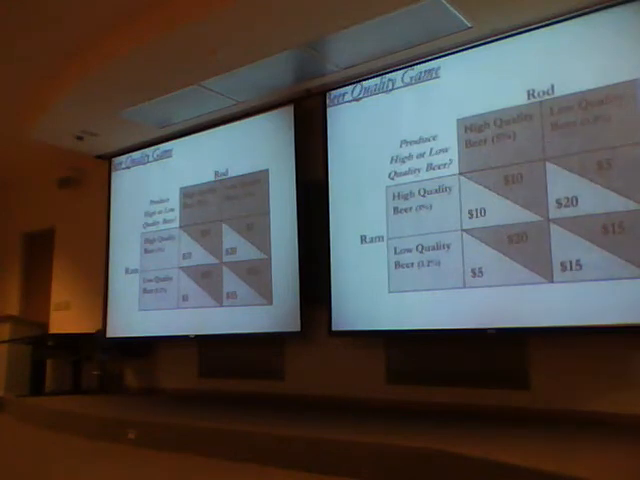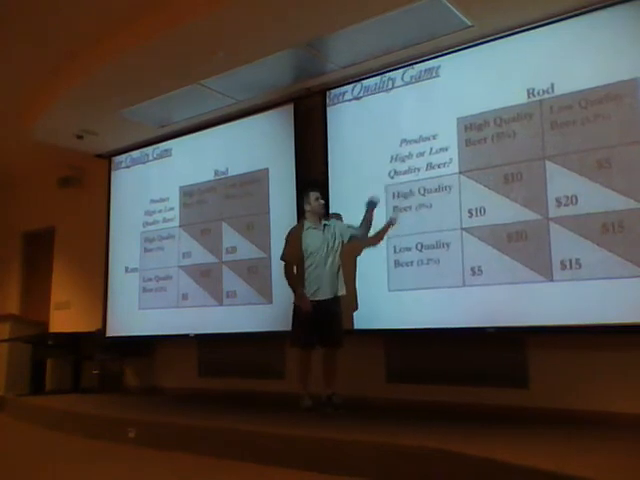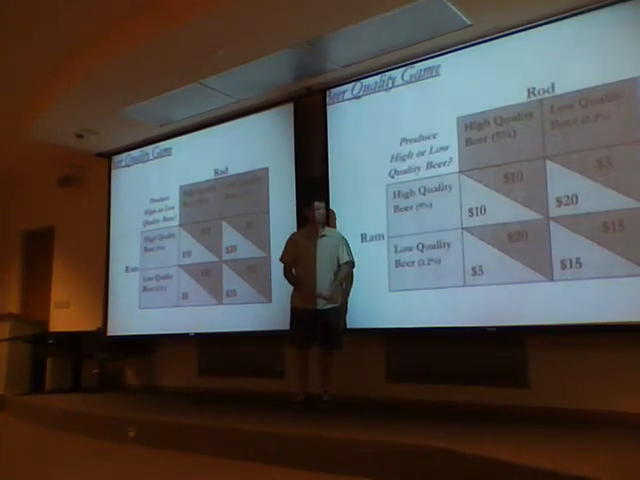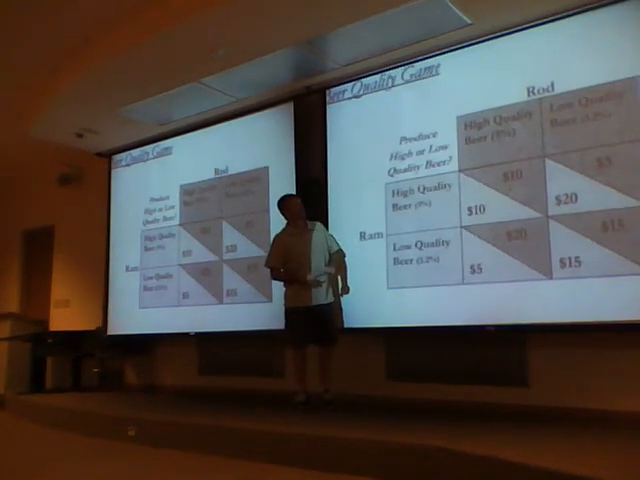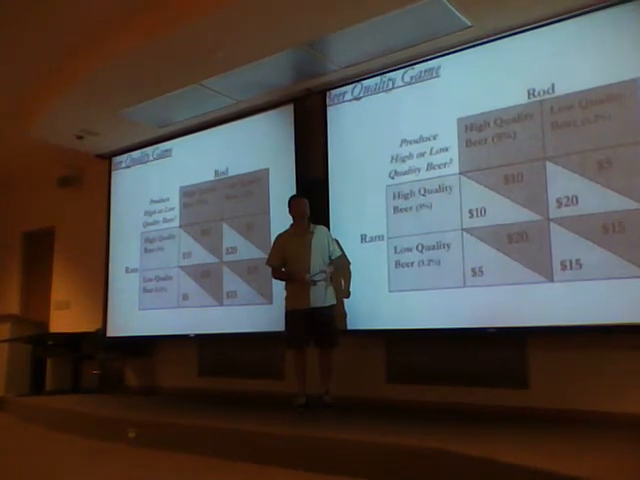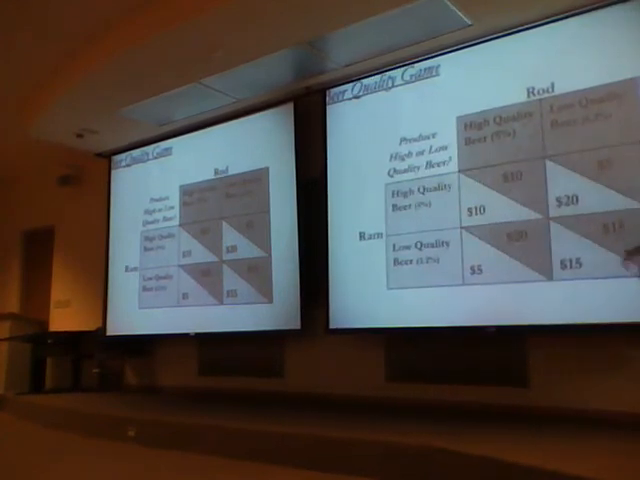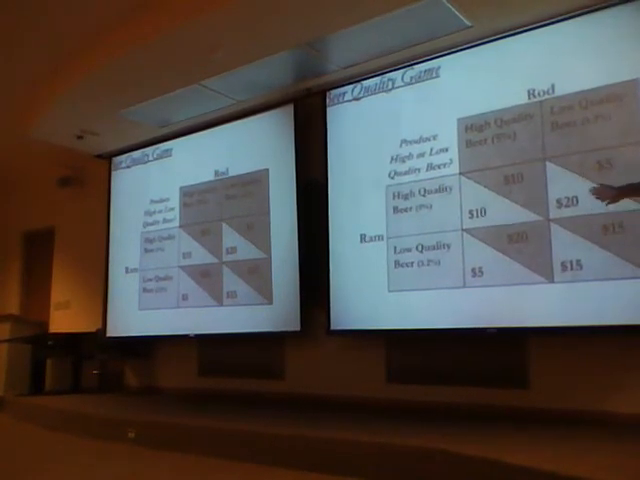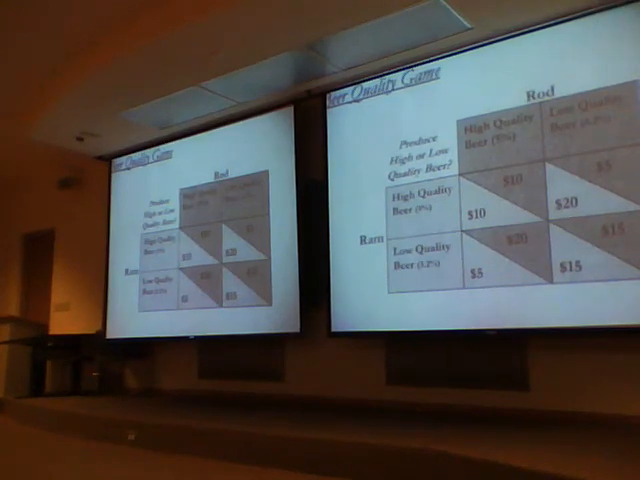Let's think about RAM. Suppose you're RAM. If Rod sells high-quality beer, what should you sell? High quality, you prefer 10 to 5. If Rod sells low-quality beer, what should you sell? High quality. If you're RAM, if Rod sells low quality, you prefer 20 to 15, so you sell high quality. Therefore, high quality is a dominant strategy for RAM. It's a dominant strategy for Rod.